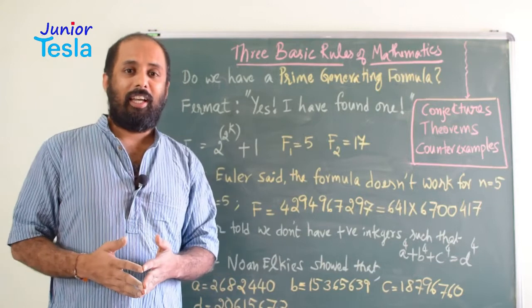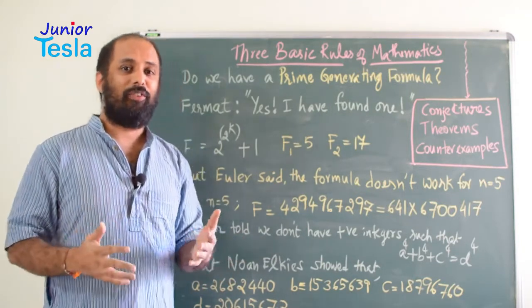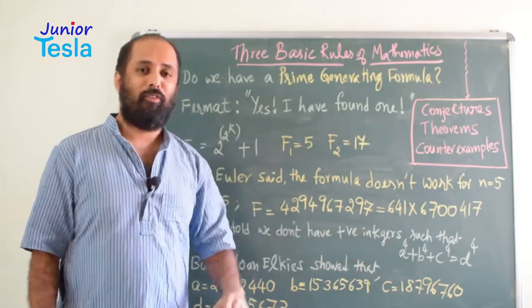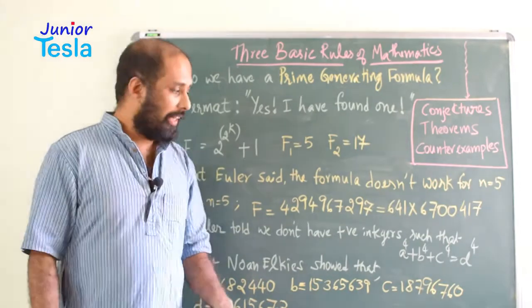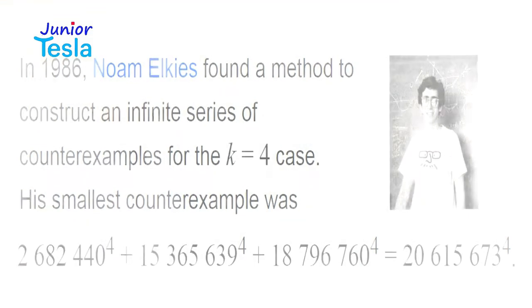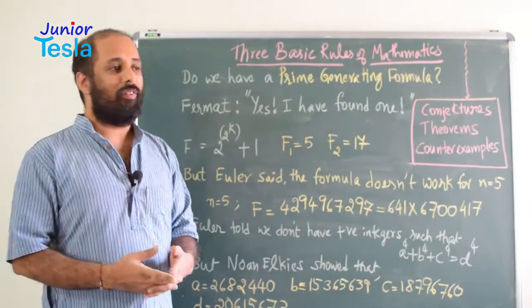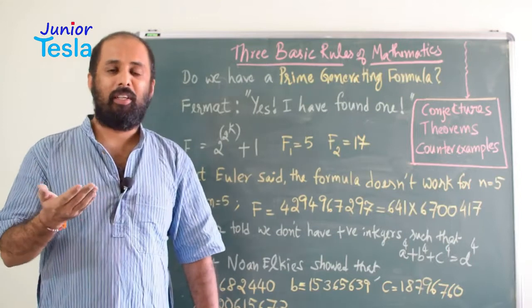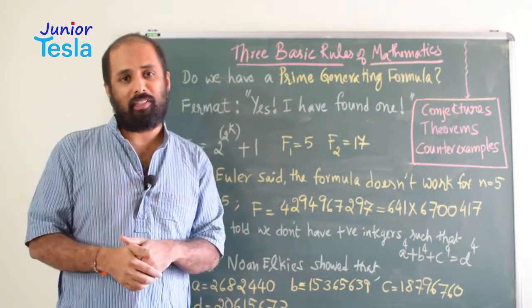That means it is possible to find positive integers which will satisfy the equation a power 4 plus b power 4 plus c power 4 equal to d power 4. Noah Elkies not only found these 4 values, he also proved that there can be infinitely many such solutions. So this is not the only solution; there can be n number of solutions. So some mathematicians establish a statement, and it is questioned later and a new truth is established.